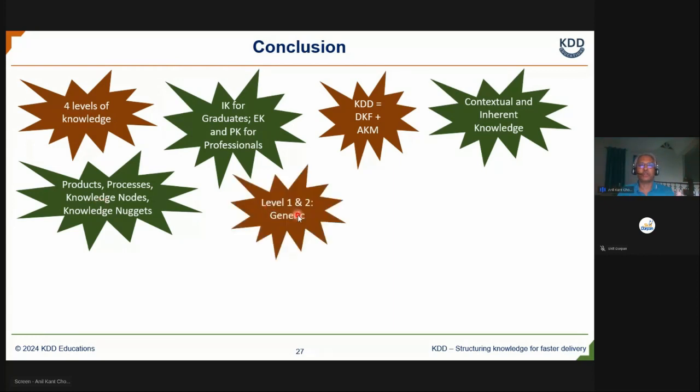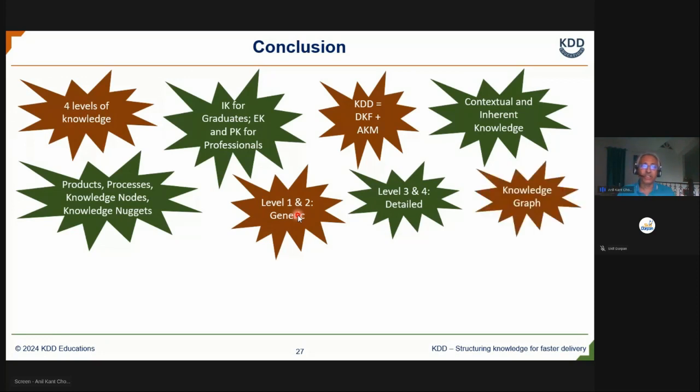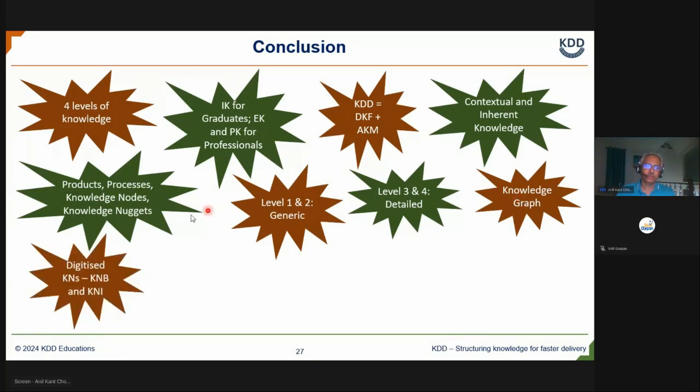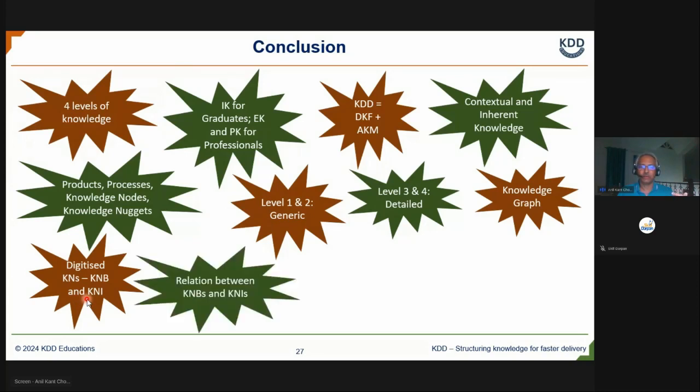Level 1 and 2 will give you a generic knowledge of the industry. Go to level 3 and 4. This is detailed knowledge where most of the consumers, most of the people, common man like us, we interact at that level. Knowledge graph, that's the technique which is used for converting the structure into a digitized form. In digitized form, the knowledge nuggets are kept in 2 groups: knowledge nugget business, KNB, and knowledge nugget IT, KNI.